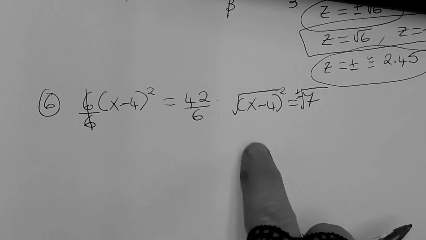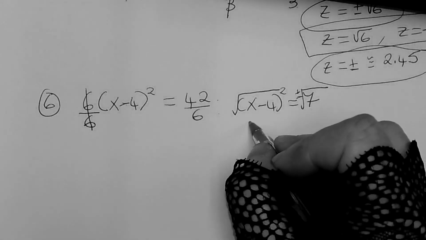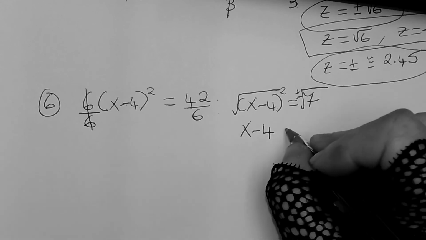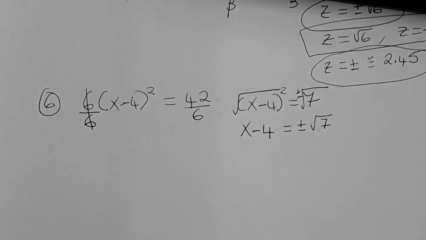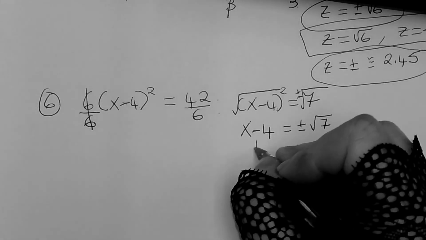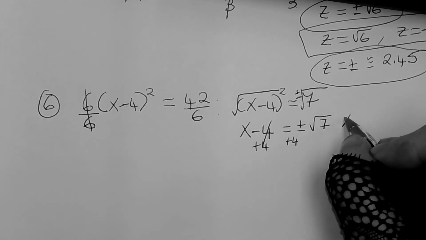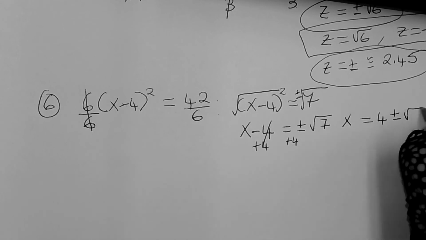Okay, so when I take the square root of something squared, whatever is inside just comes out. So the whole term x − 4 comes out, equals plus or minus the square root of 7. So we just have an extra step to do here. We have to add 4 to get x by itself. So I'm going to add 4, and the 4 goes before the plus and minus. So watch how I write this. x = 4 ± √7.